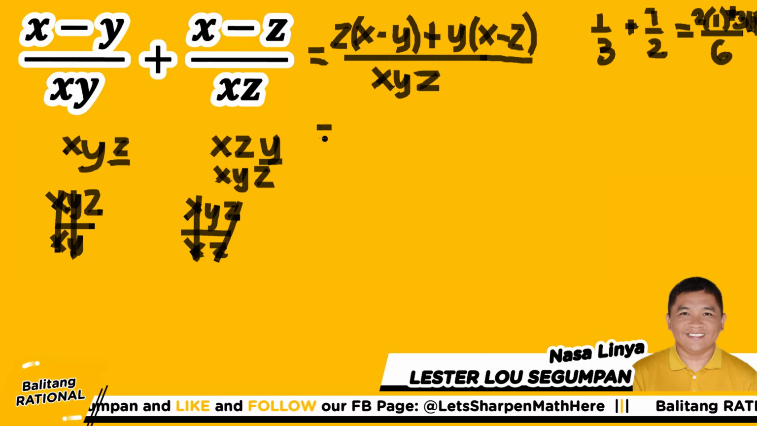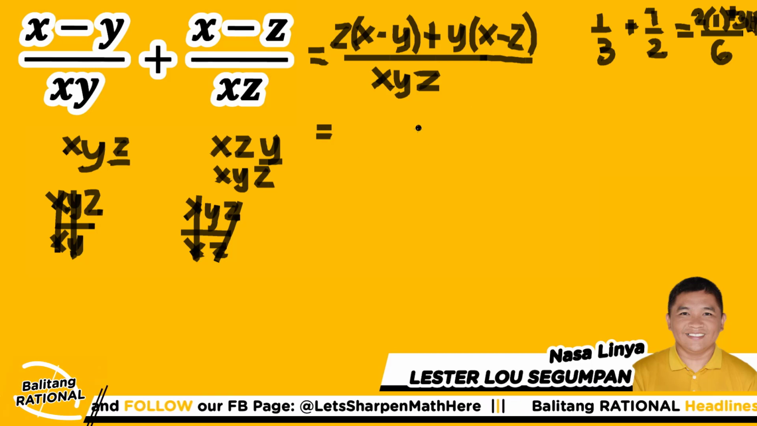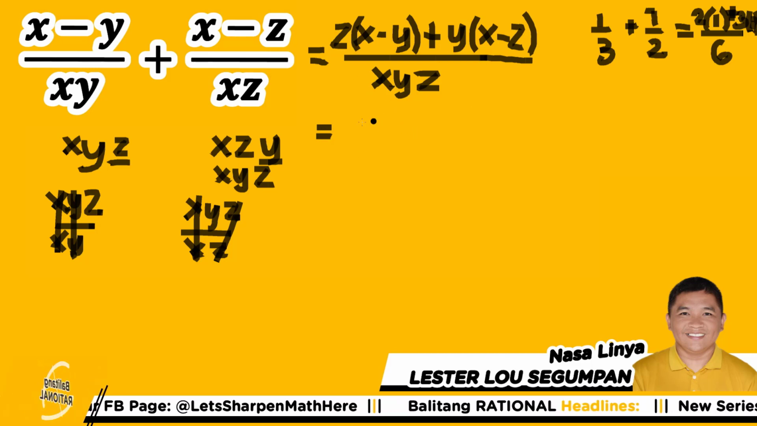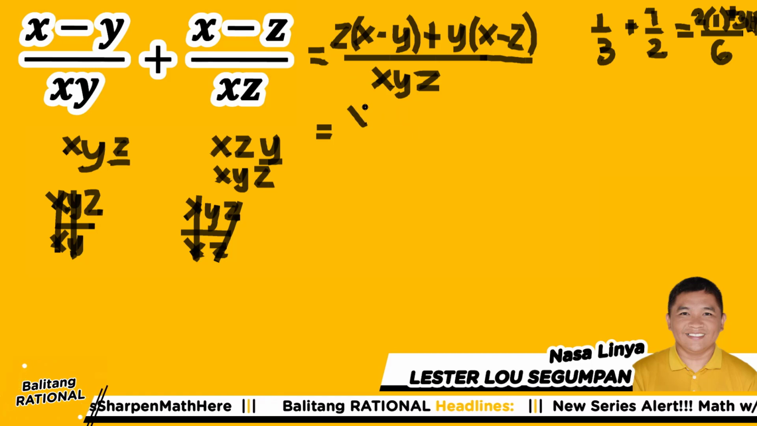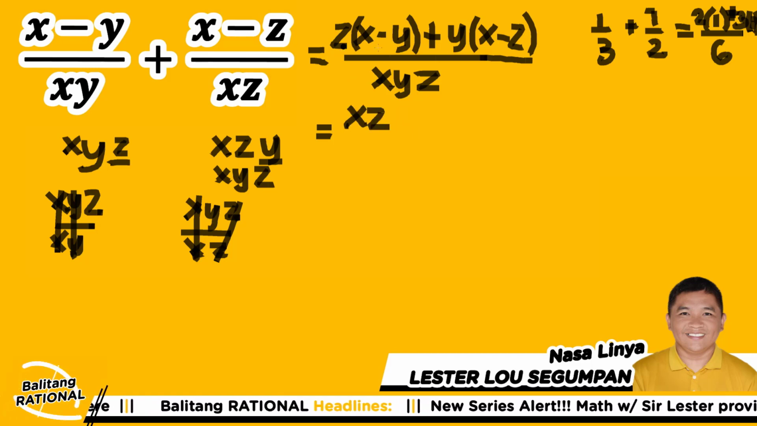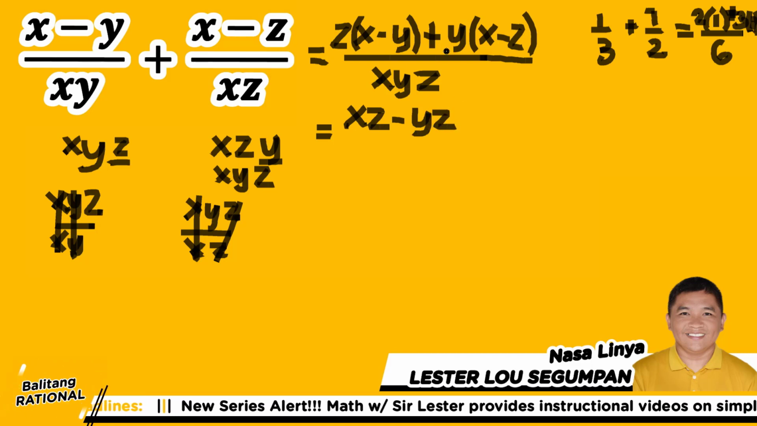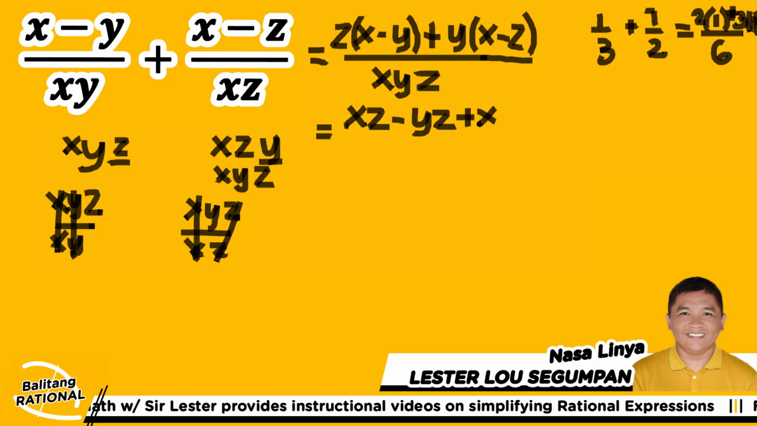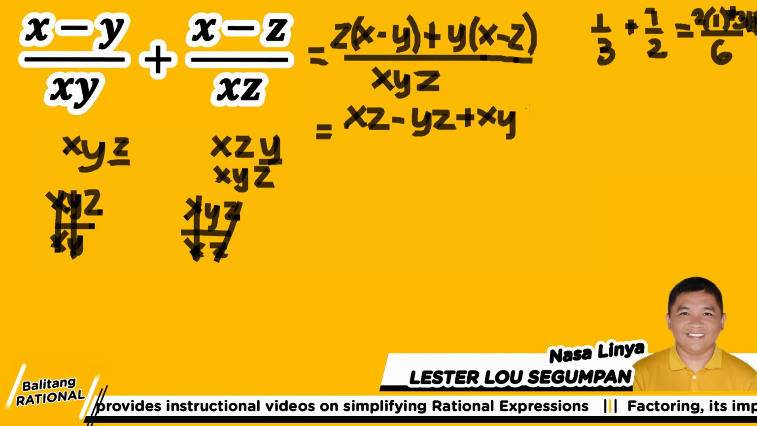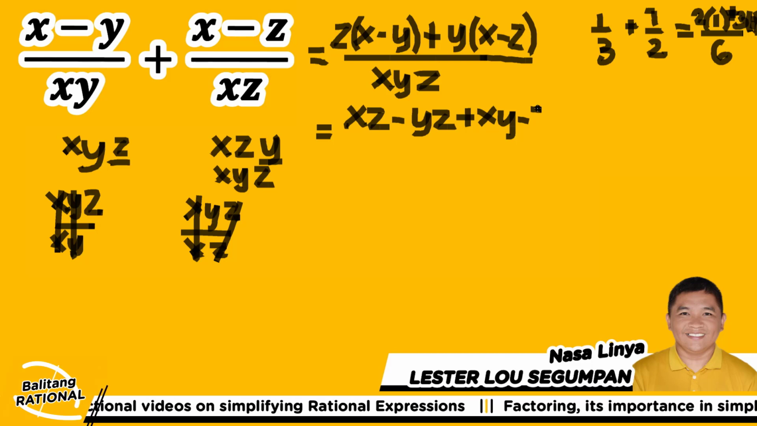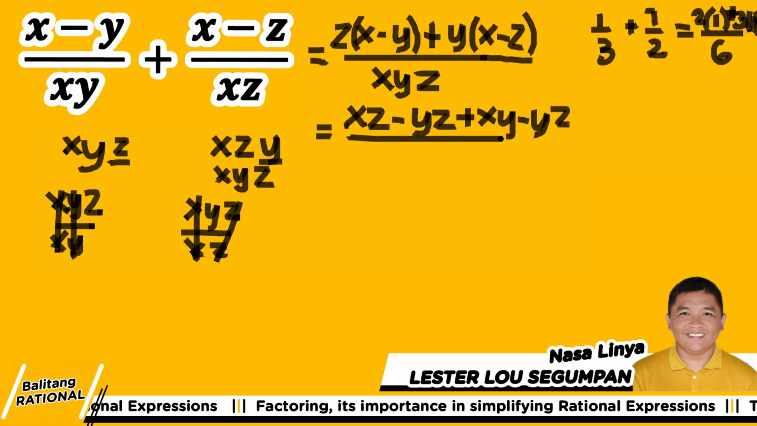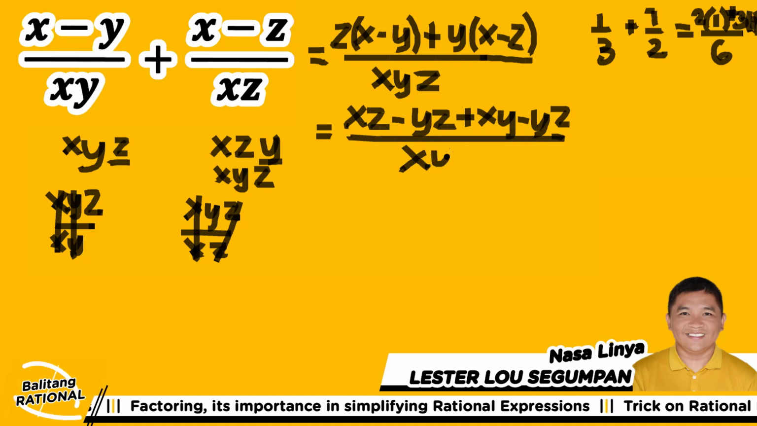Now that we are done with our LCD and equivalent rational expressions, let's multiply our numerator. So we have z times x, we have xz. Y times z is we have minus yz. And we have here y times x is we have plus xy. Then y times z is minus yz. Alphabetically, yz. All over x, y, and z.